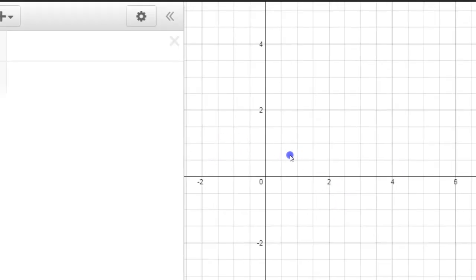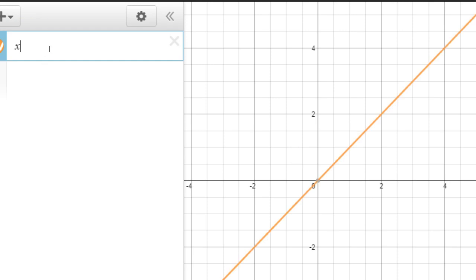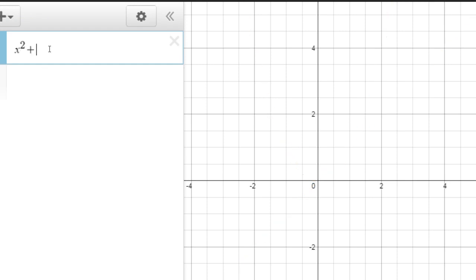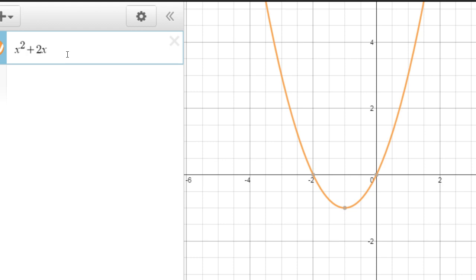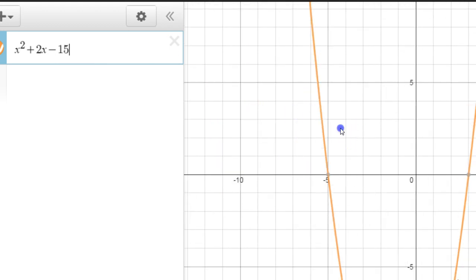Okay, let's take a look at something pretty simple. Let's go x squared plus 4x minus 4. No, let's just leave it at, let's see, plus 4, that's too high. I don't want that. Let's go x squared plus 2x minus 15. There we go. So here's our actual graph.